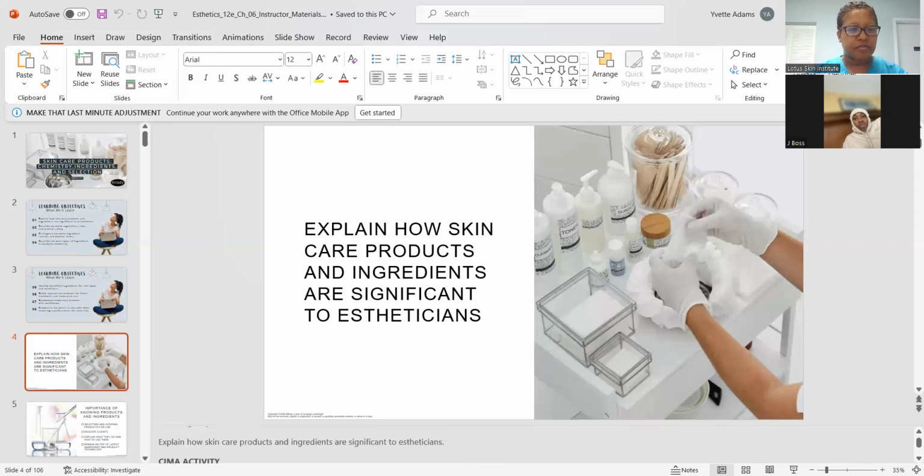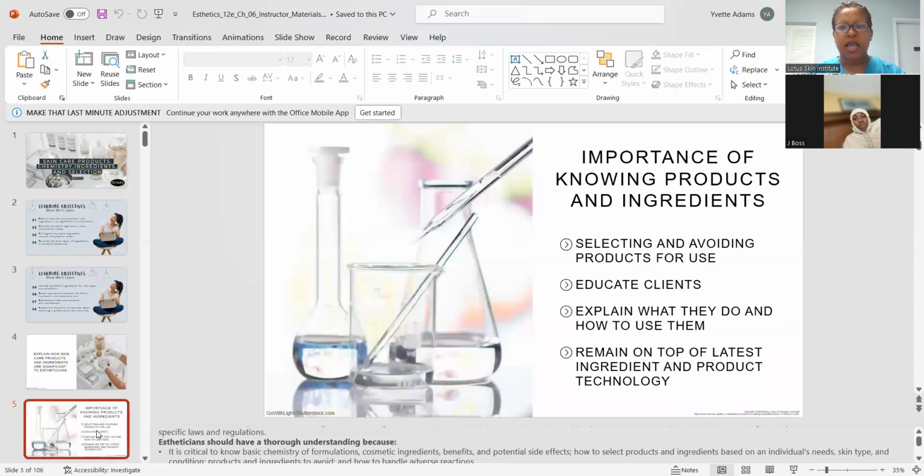All right. Importance of knowing products and ingredients. You have to select the right product to fix the problem, and then you have to also select the right product, making sure you're avoiding ingredients that cause problems. Educating clients on why a product is good is always based on the ingredient. Explain what they do and how to use them, and for you to remain on top of the latest ingredient and product technology.